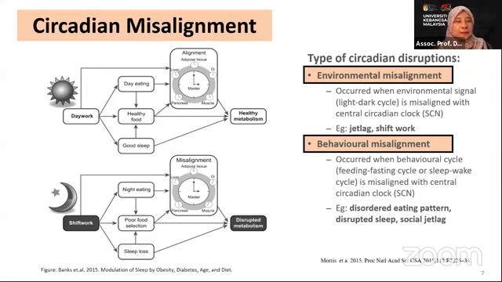So circadian misalignment is a state where the environmental and behavioral cycles are out of synchrony with the endogenous circadian system. The types of circadian disruption or misalignment can be divided into two: environmental misalignment, which occurs when environmental factors such as the light-dark cycle are misaligned with the central circadian clock, for example, in jet lag and shift workers. And behavioral misalignment occurs when behavior, which includes the feeding-fasting cycle, is misaligned with the central circadian clock. For example, disordered eating patterns, disrupted sleep, and social jet lag.